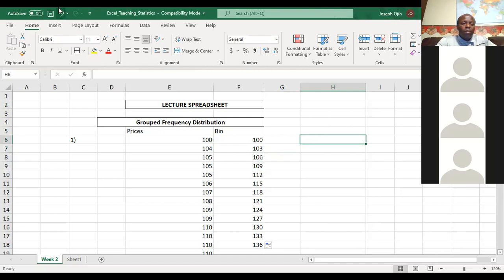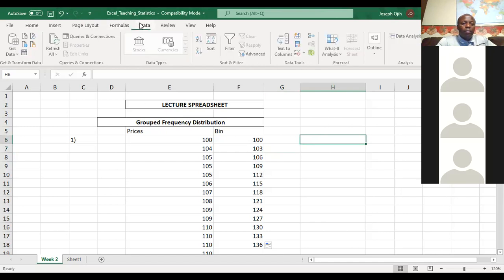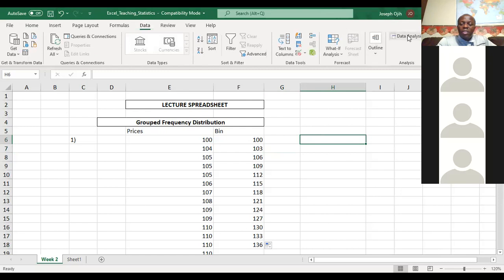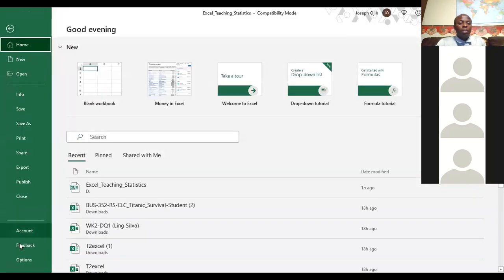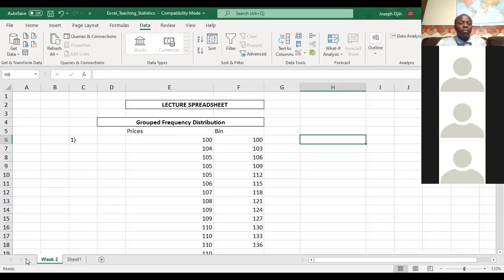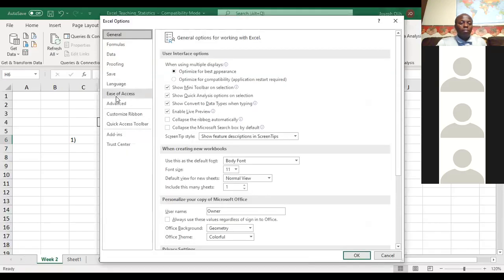All I have to do is this: I click on Data, and I see Data Analysis right here. Now, if this does not exist in your Excel, because Excel doesn't have it by default, you have to add it by yourself. How do you do that? If it has it, then you can just use it. But if it doesn't, just click on File, then click on Options here, and then Add-ins.